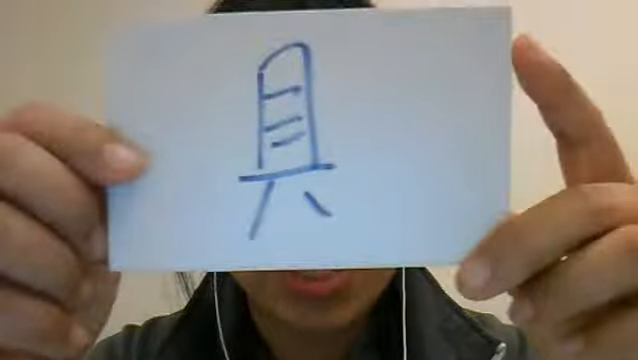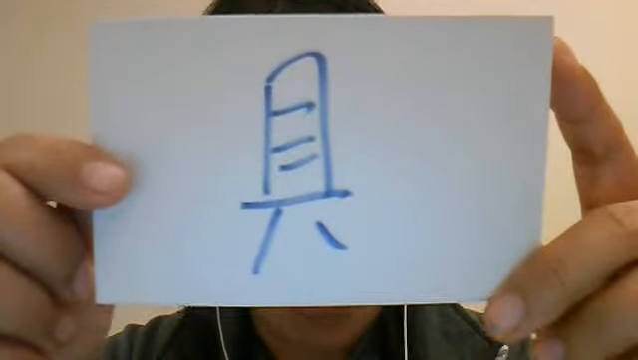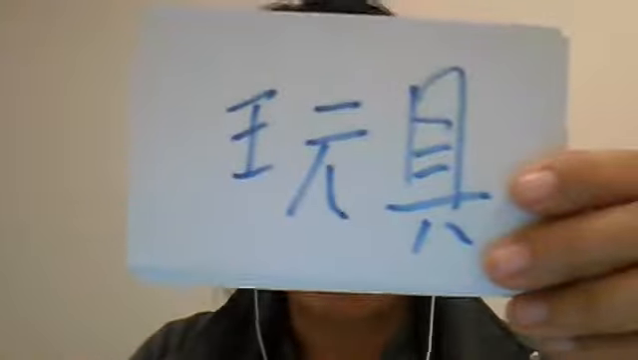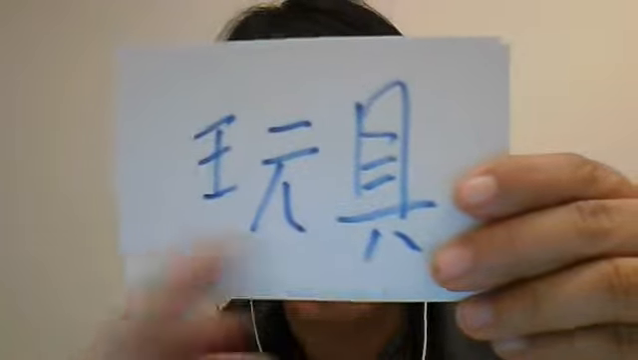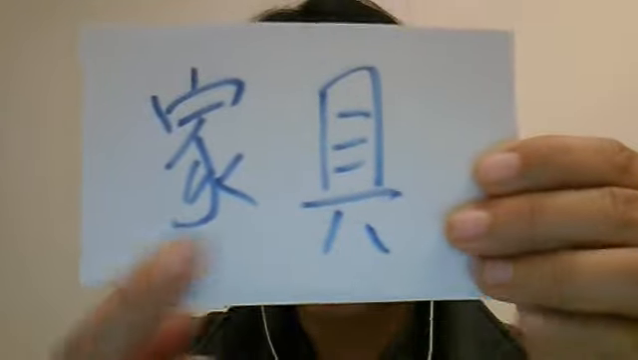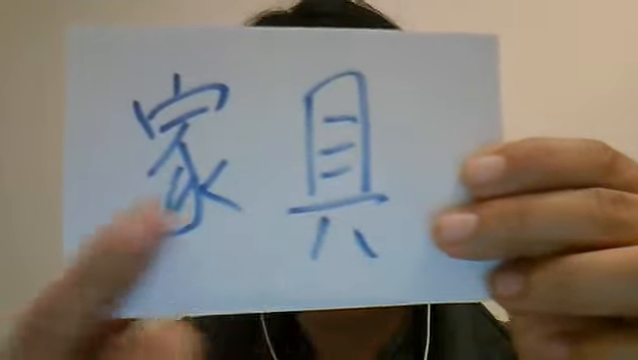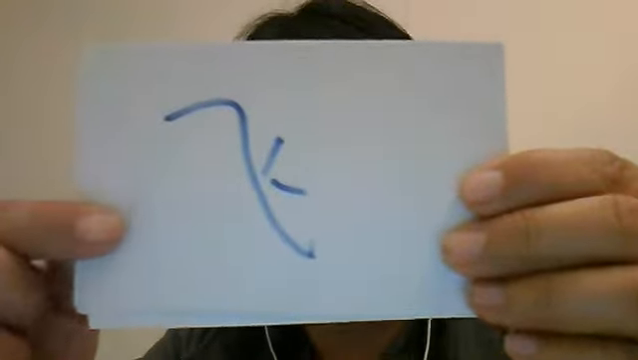Ju is an implement. So 玩具, play implement, is a toy. Yes, 玩具. The next example is 家具. 家 is home, implement, furniture. See, pretty easy, huh?